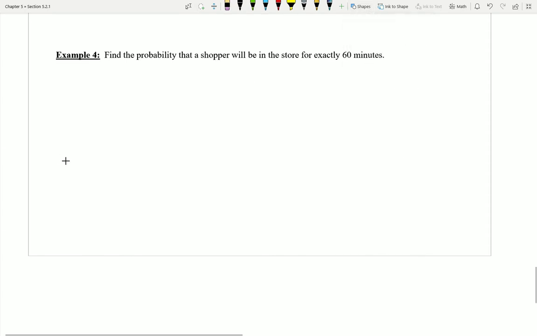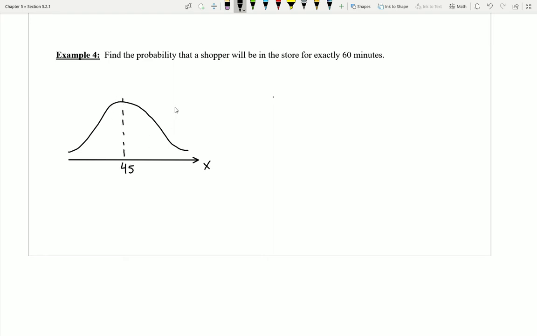Okay, I'm going to go ahead and shape up my picture here. I know I'm still talking about the variable x, how long a shopper spends in the store. I know the average was 45 and the standard deviation was 12. None of that stuff has really changed. I could, if I wanted to, convert to a z-score to compute this, but like we said in the last video, that's really just an option, and so unless I know why I need to do that, it doesn't really seem necessary. So I'll just go ahead and put exactly 60 minutes in the picture.